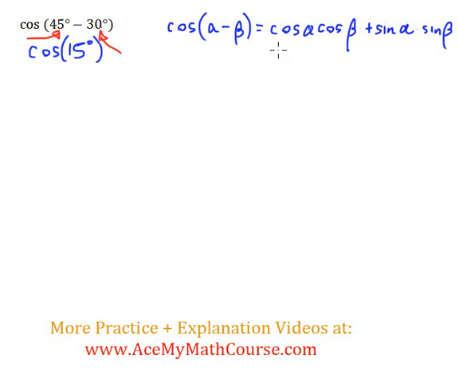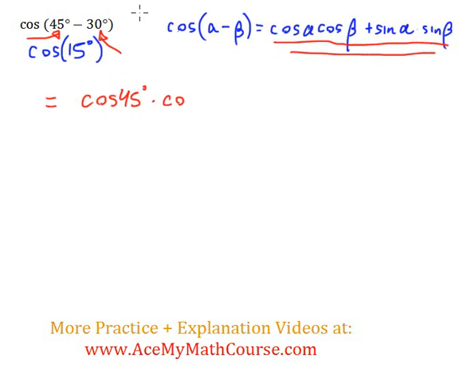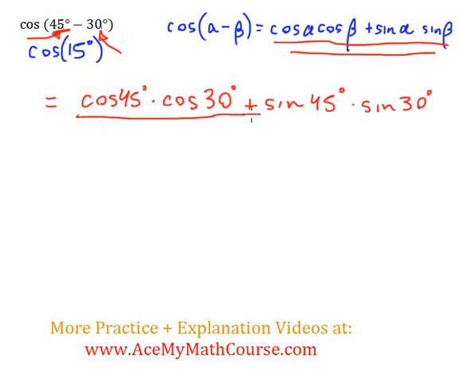Okay, so using the formula here, the identity, right? So cos of A, so cos 45 degrees, times cos of beta, so cos of 30 degrees, plus sine of 45 degrees, times sine of 30 degrees. This is what we have.